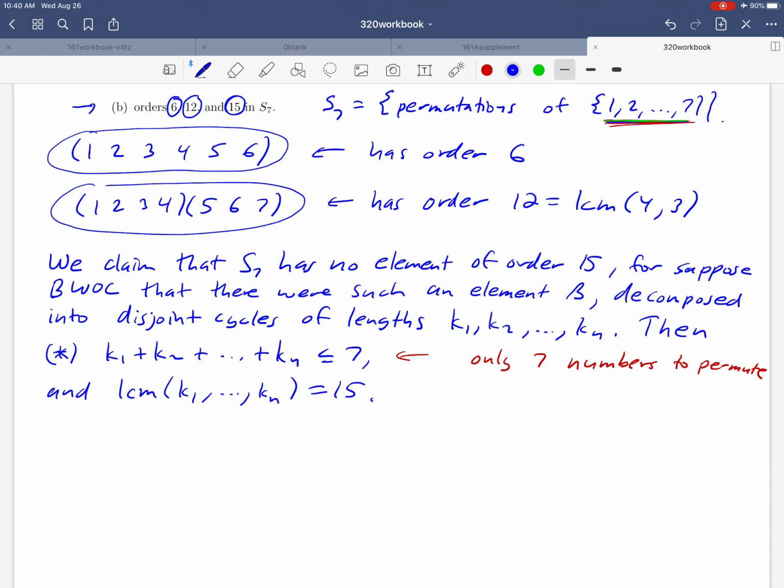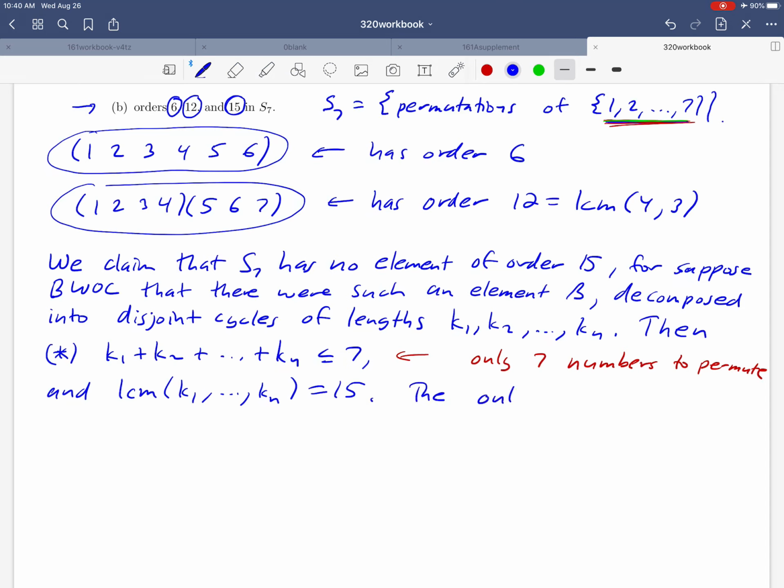I can really only think of 2 possibilities. One possibility is that one of the k's might be a 15. That's certainly possible. And the only other possibility I can think of is that maybe 3 divides one of the k's and 5 divides another one. If you think about it, those are really the only possible ways that this could happen.